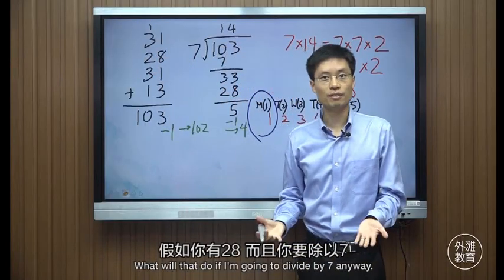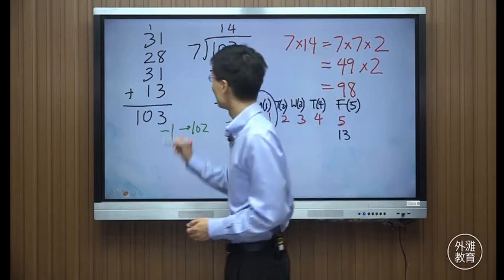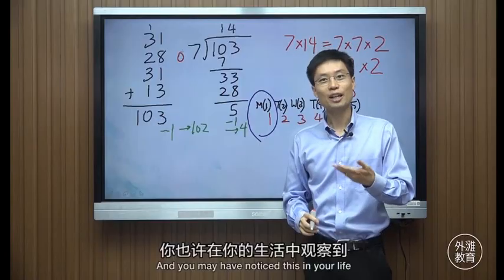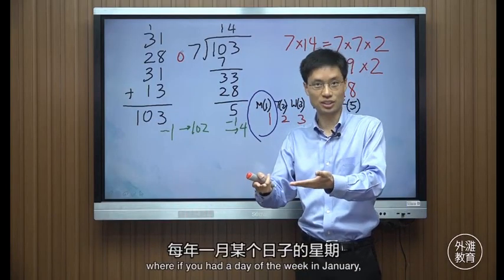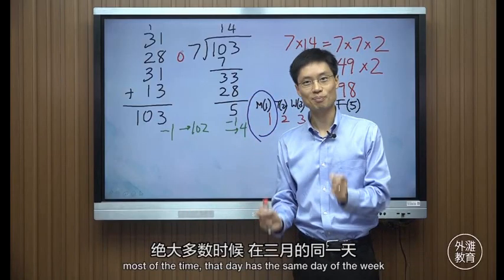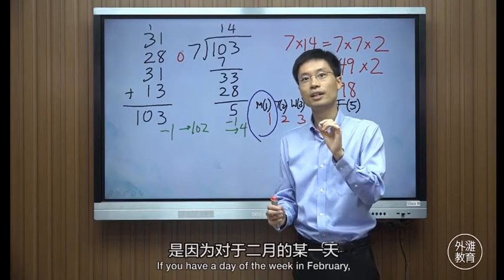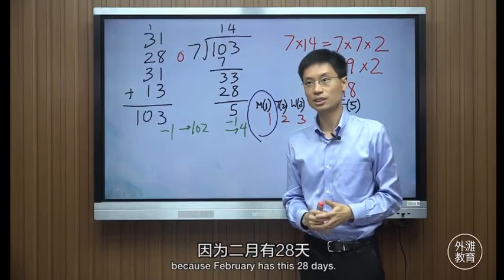What will that do if I'm going to divide by 7 anyway? 28 is already a multiple of 7. Let's just do 0. Don't even add the 28. And you may have noticed this in your life, where if you had a day of the week in January, most of the time, that day has the same day of the week in March, because February has 20. Actually, that's not quite true. If you have a day of the week in February, it has the same day of the week in March, because February has 28 days.